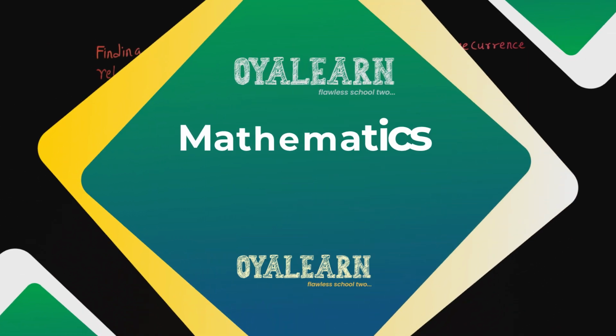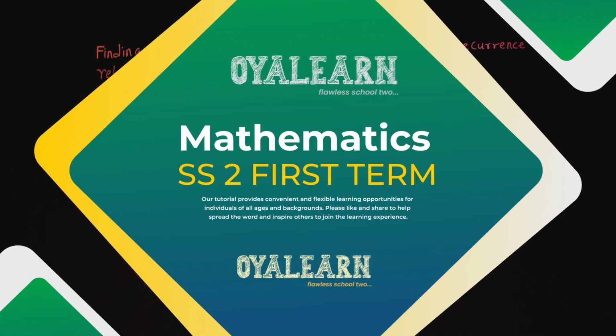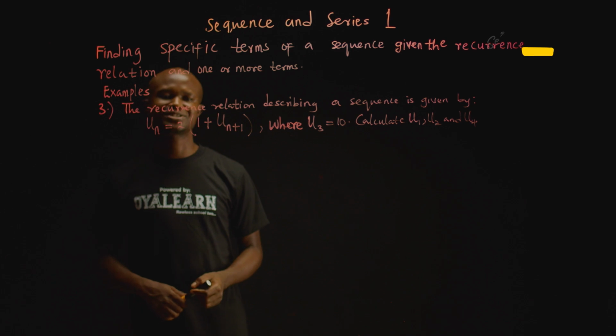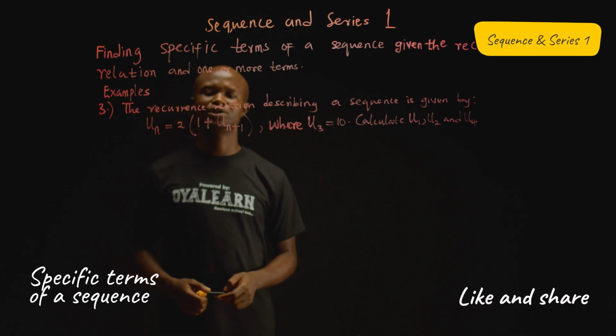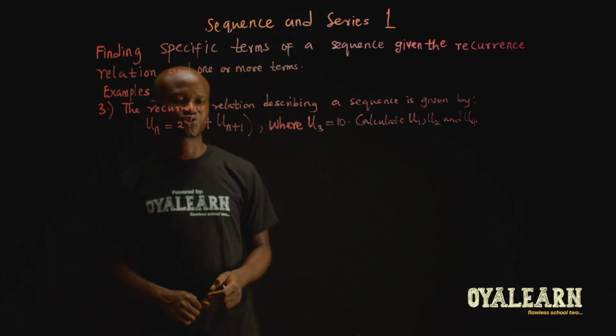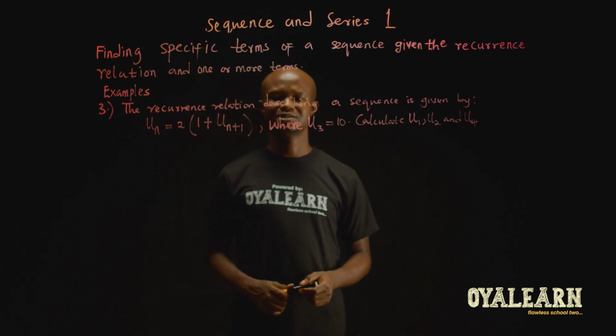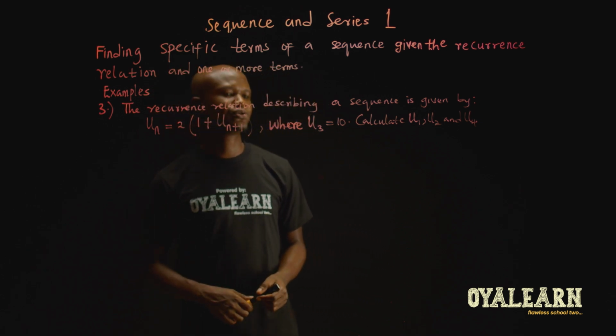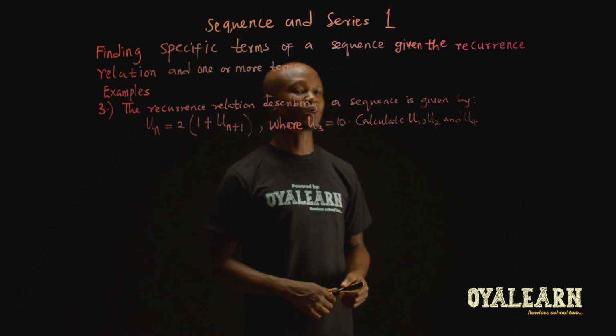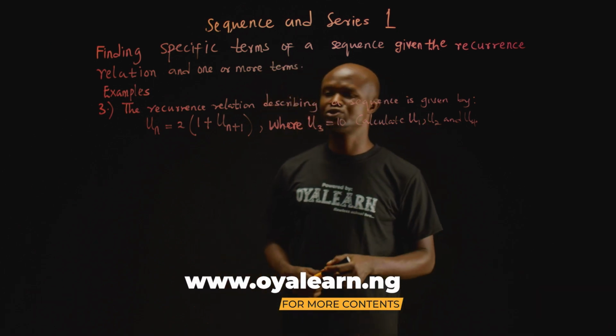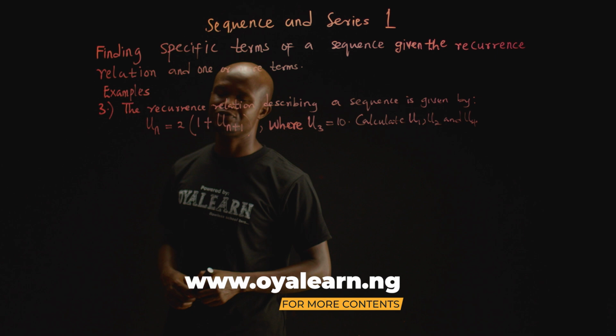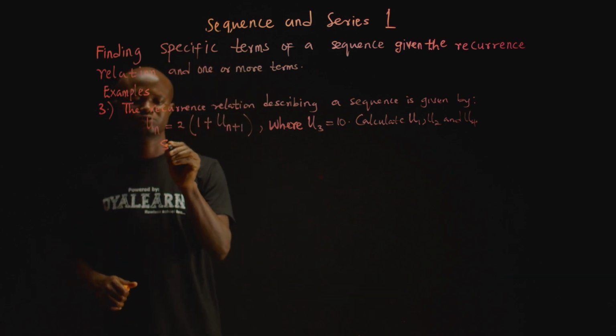The recurrence relation describing a sequence is given by u_n = 2(1 + u_{n+1}), where u_3 = 10. Calculate u_1, u_2, and u_4. Solution.